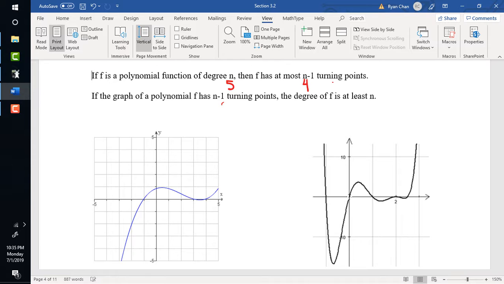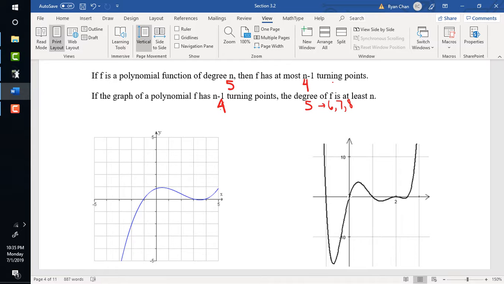And the vice versa is true. If I have 4 turning points, I must have a degree at least 1 more than my turning points. It doesn't have to be 5. It could be 6, it could be 7, it could be 8. It just has to be greater than the number of turning points in my graph.